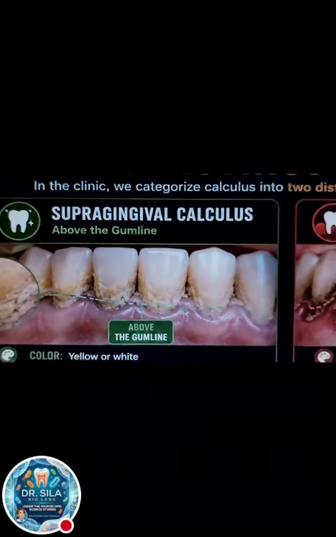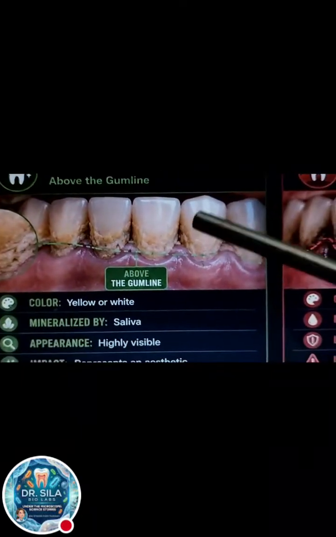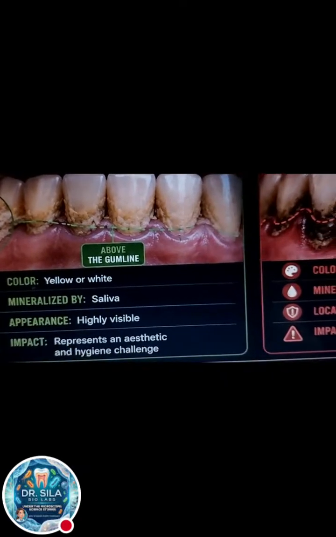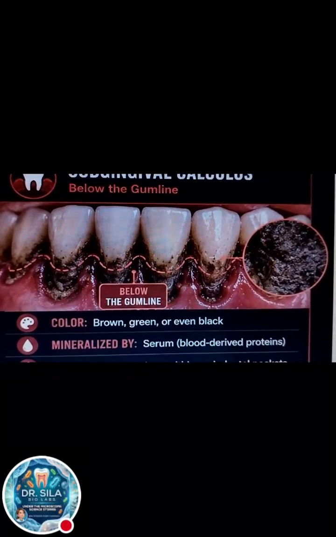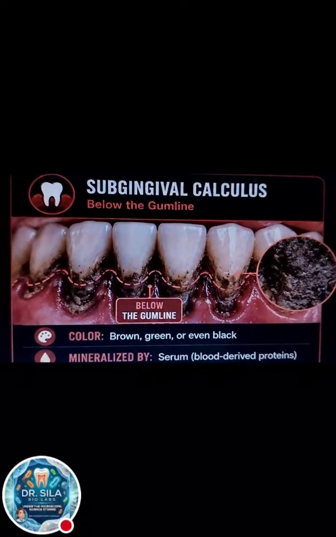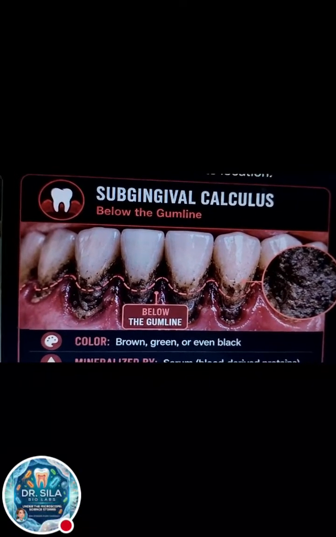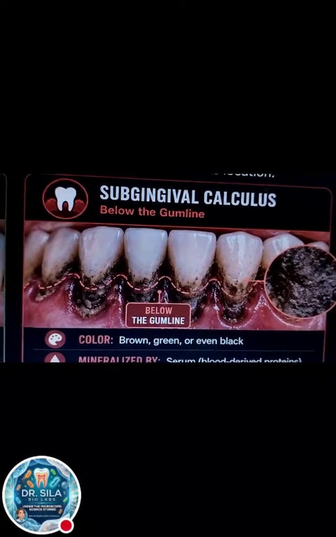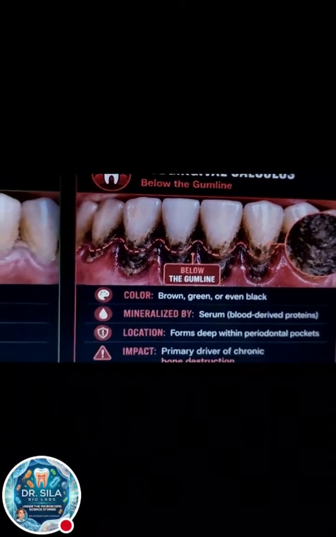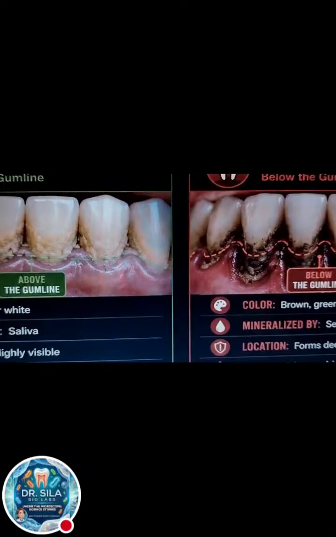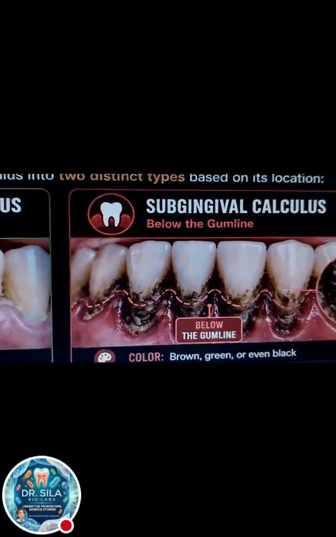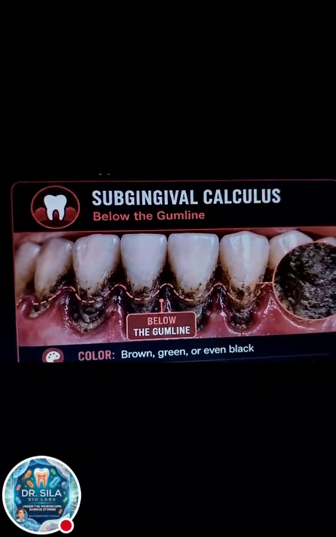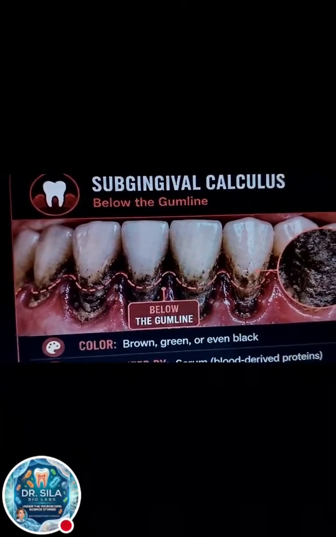Again, giving you a rough summary. Supragingival is above the gum line, yellow or white, from saliva, highly visible, and represents an aesthetic and hygienic challenge. And subgingival is brown, green, or black, mineralized from serum and blood-derived proteins. It forms deep within the periodontal pockets and is the primary driver of chronic bone destruction. While both are harmful, subgingival calculus is the most destructive threat to your oral and systemic health.